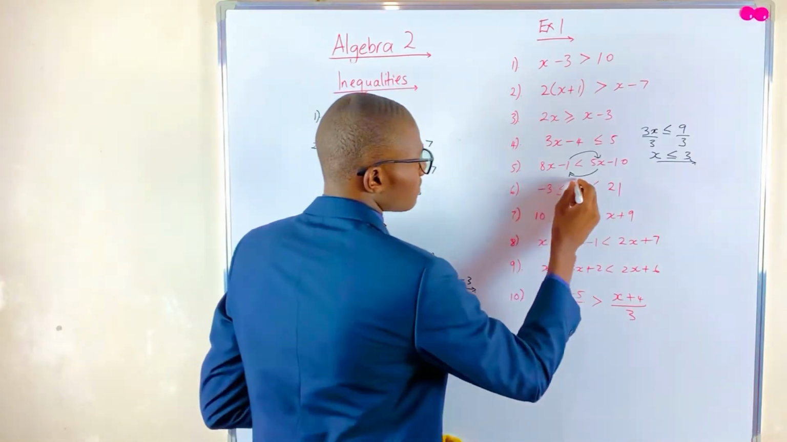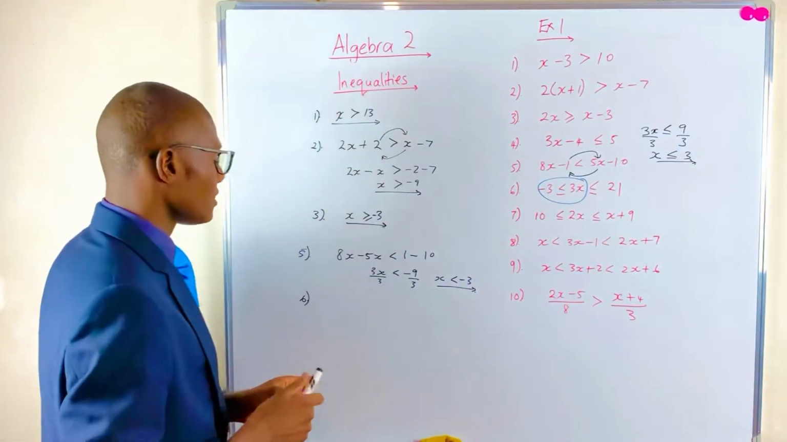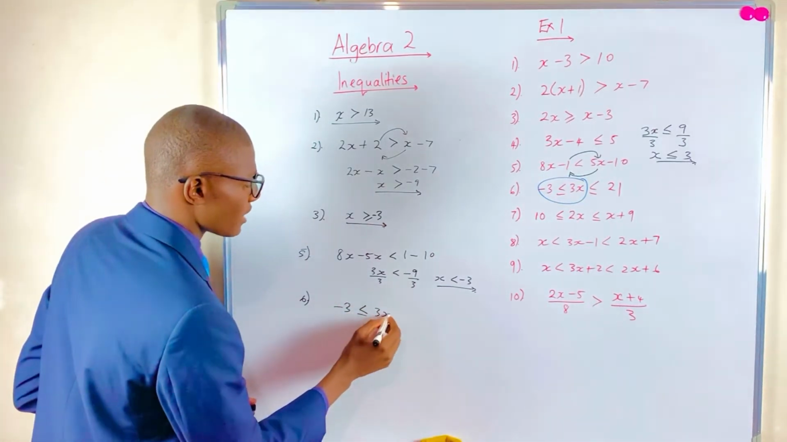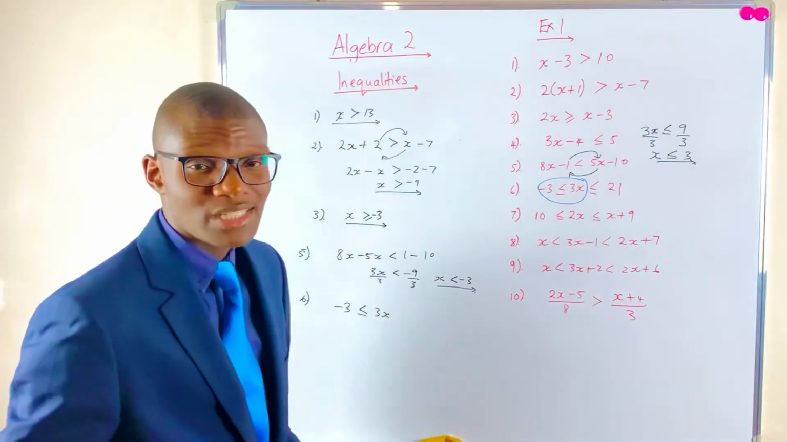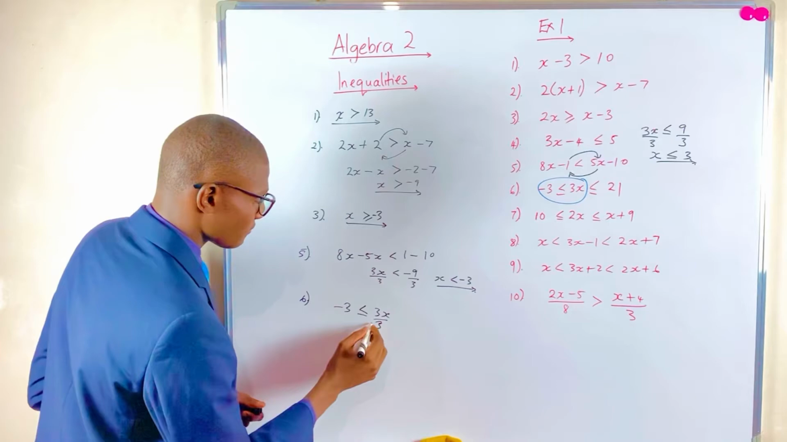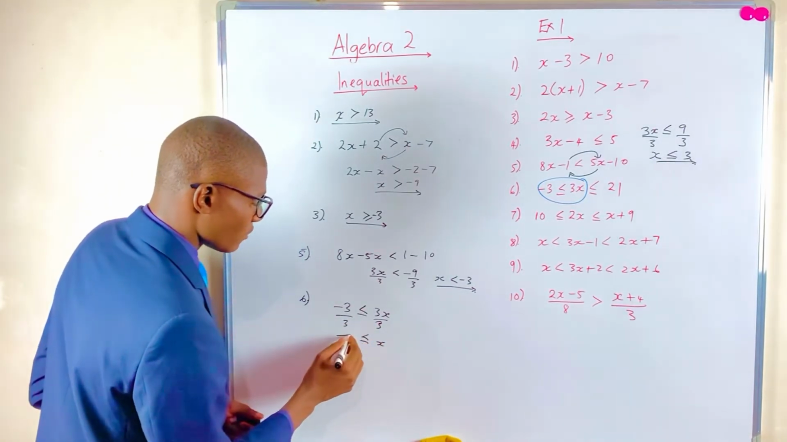So this is the first inequality set, which says minus 3 is less than or equal to 3x. Now for the first inequality set, we shall solve for x. Dividing both sides by 3, we've got x being greater than or equal to minus 1.